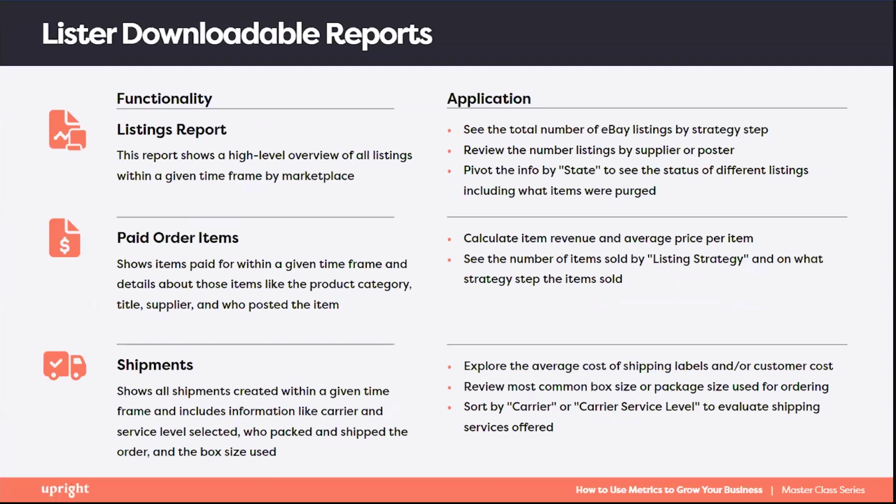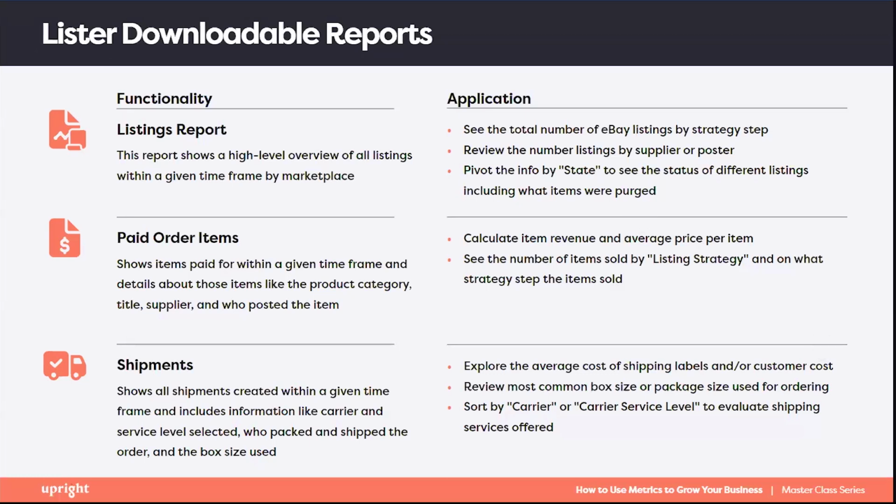To go into more detail about some of these downloadable reports, we also have our listings reports, which is basically just a high-level overview of all listings within a given time frame by marketplace. One way to apply this would be to see the total number of eBay listings by strategy step. You can review the number of listings by a supplier or even a poster. You can also pivot the info by state to see the status of different listings, maybe what items were purged and things like that.